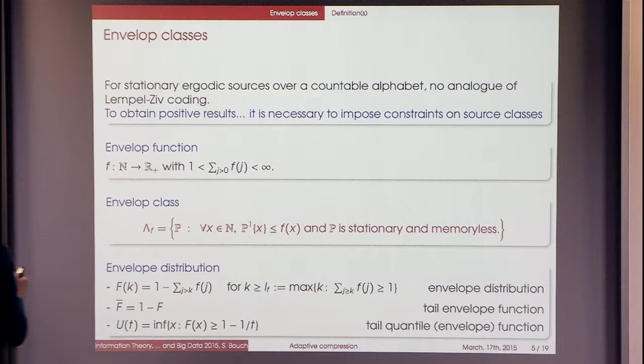We define an envelope function just as a function over the integers towards positive reals, so that the sum of the function is larger than 1, but it's still convergent. And the envelope class, the source class, is just defined by the first marginal. We're considering memoryless classes, so it's okay. And we just want the probability of a symbol x to be smaller than f of x. And actually, provided f decays sufficiently fast, this defines tractable classes.